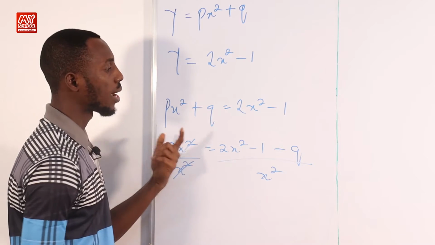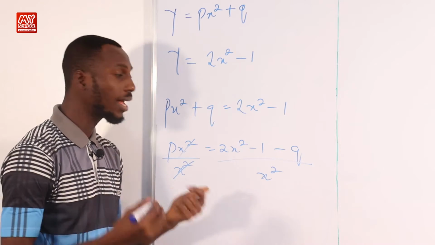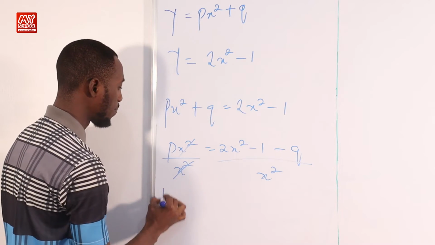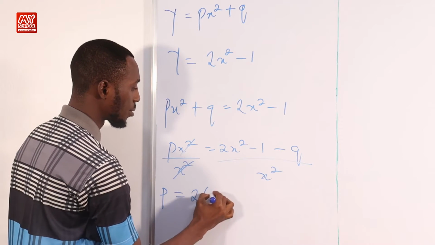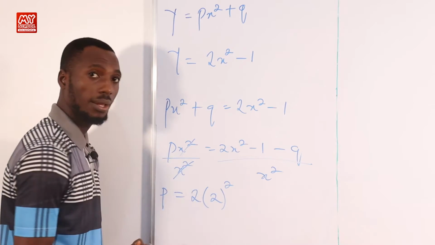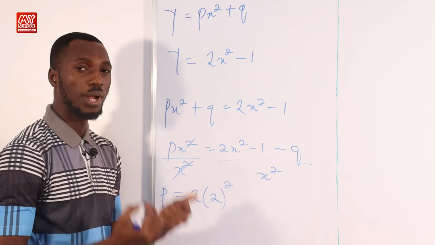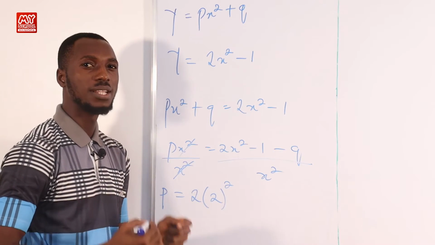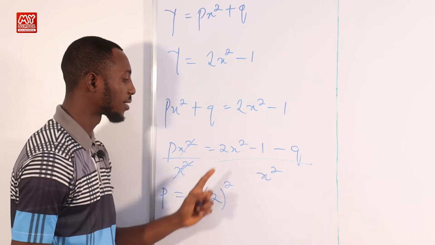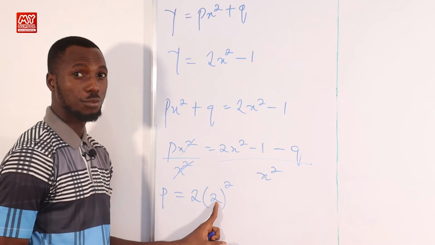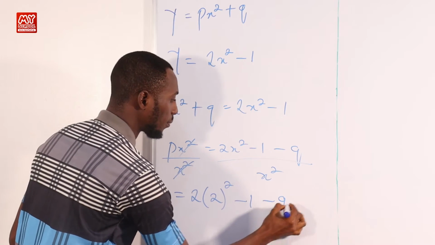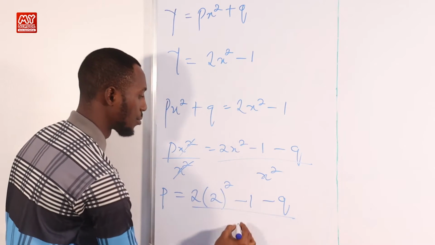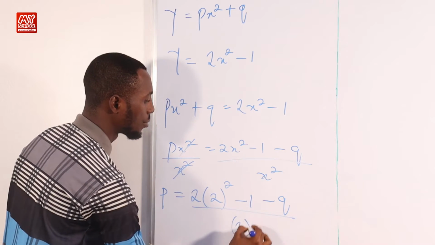Very well. So we are told that they intersect at x equals 2. So that means p equals 2 into brackets 2. From the question, we are told that they intersect at the point x equals 2. So anywhere we see x, we exchange it with the value of 2. Very well, over 2 raised to power 2.